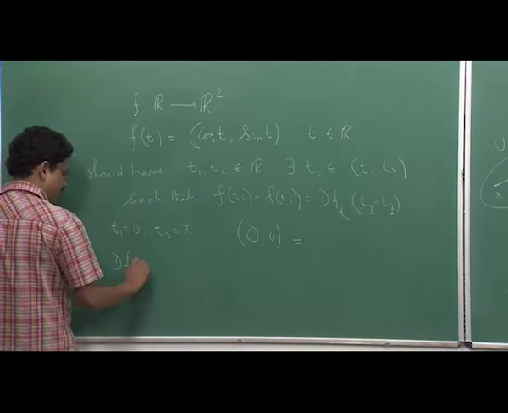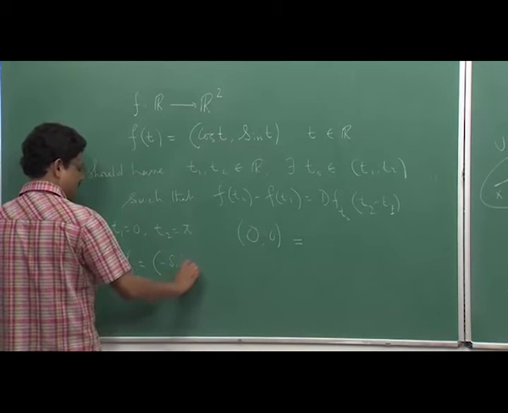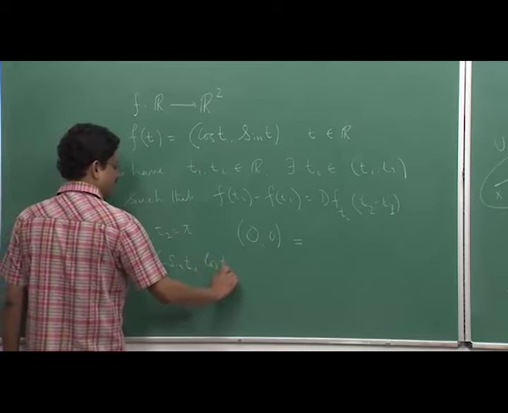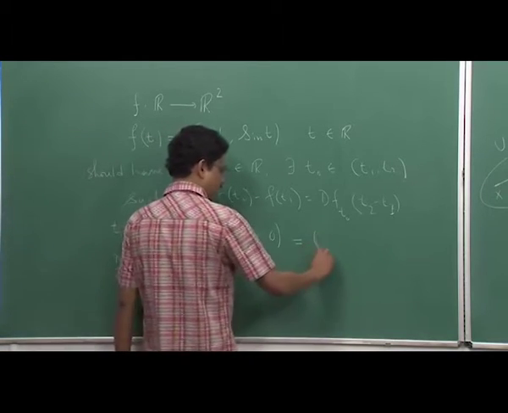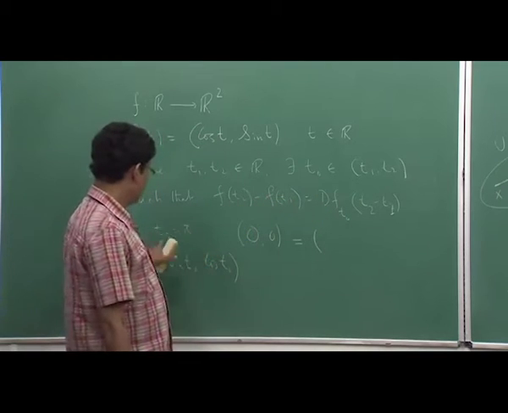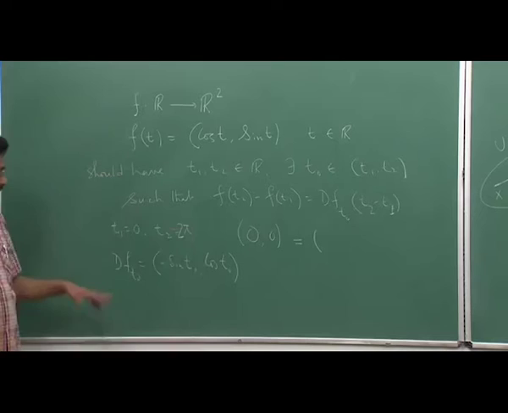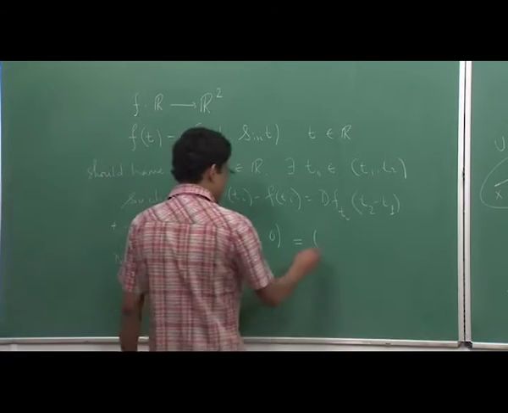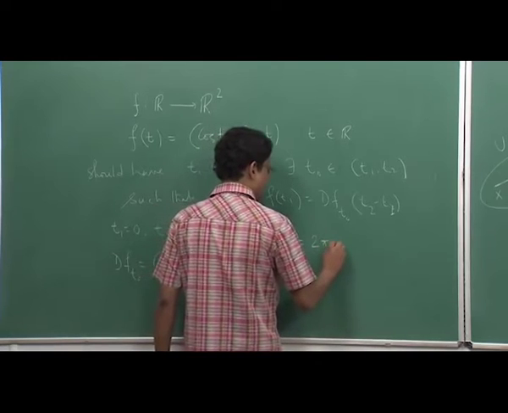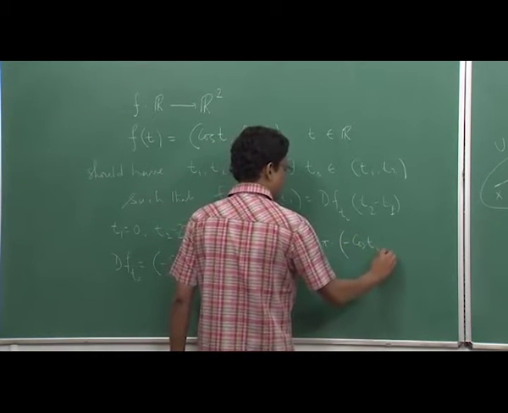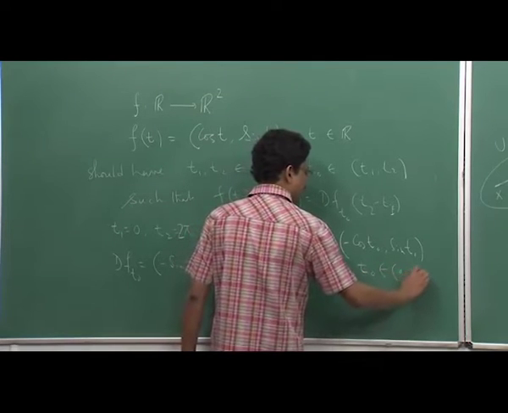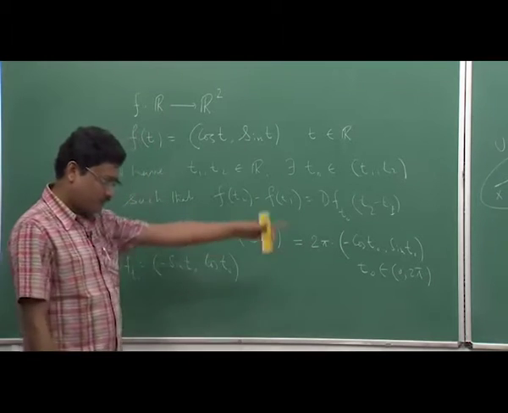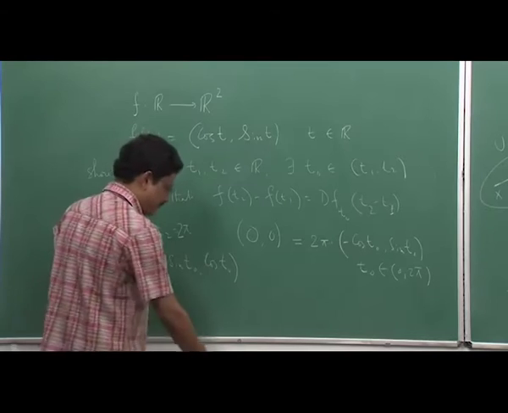What is df at T naught? This is very easy, minus sin T naught, cos T naught, right, and T2 minus T1 is 2 pi minus 0, which is 2 pi. So, this will be equal to 2 pi into the vector minus sin T naught, cos T naught, where T naught is some number between 0 and 2 pi, that is if I follow this. Now, then there is an immediate problem. What? Let us take norm on both sides.